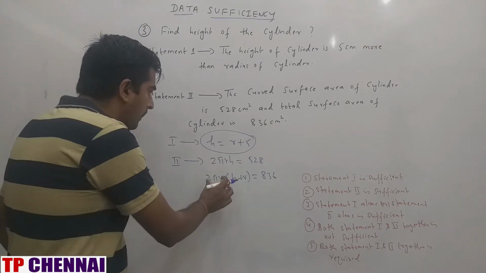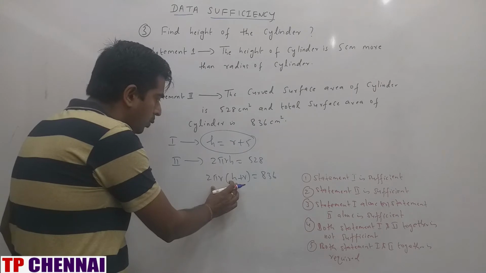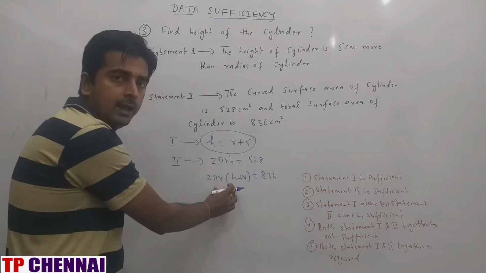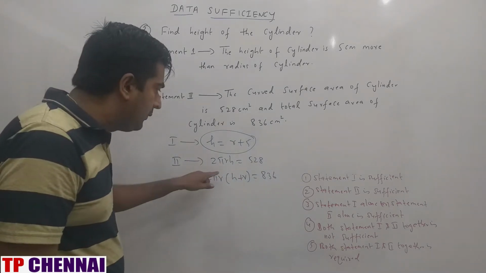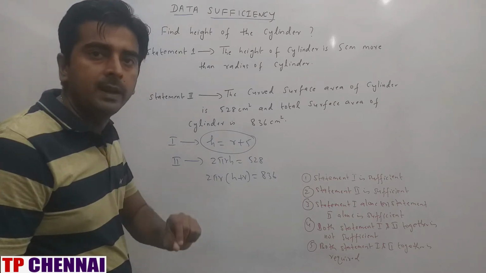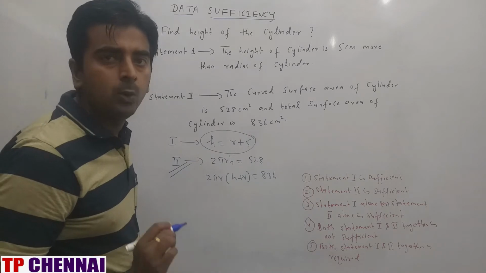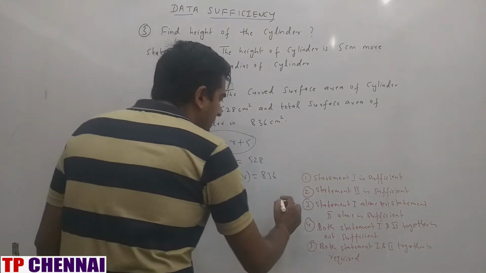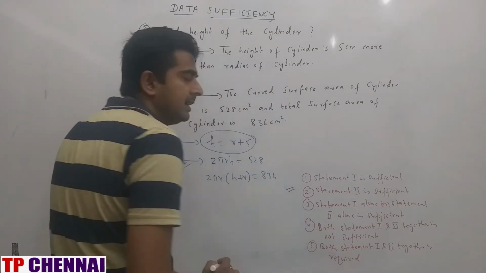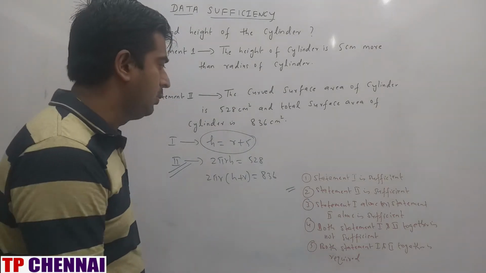If you break 2 pi rh and substitute 528 here, you will get the radius. Again, if you substitute in any one of the equations, you will get the height. That means the second statement alone is sufficient to answer the question. So my answer is nothing but the second option. The second statement alone is sufficient to answer the question.